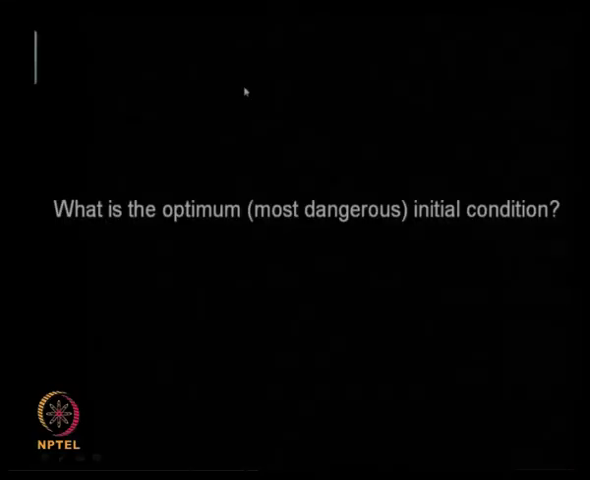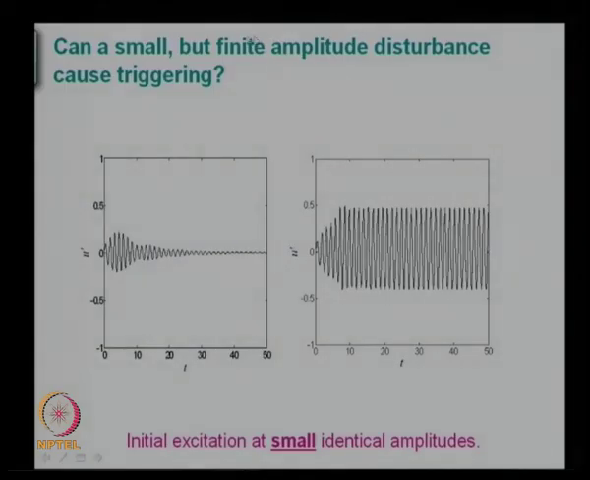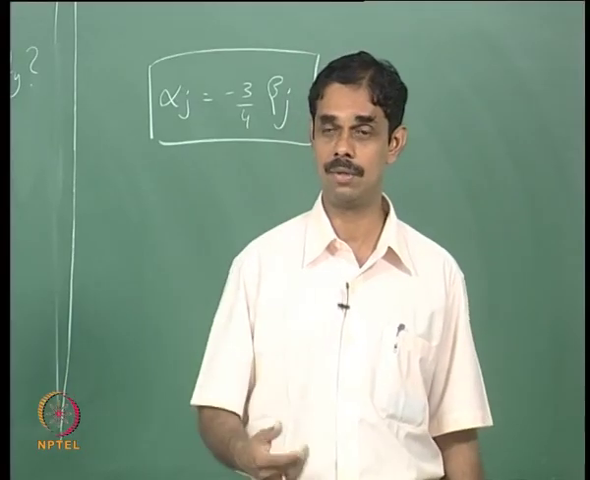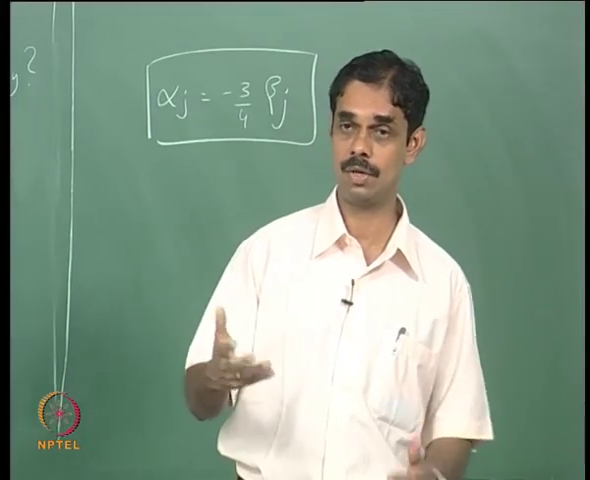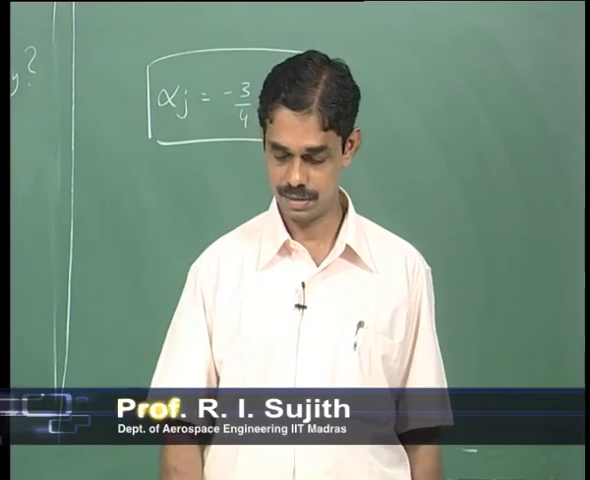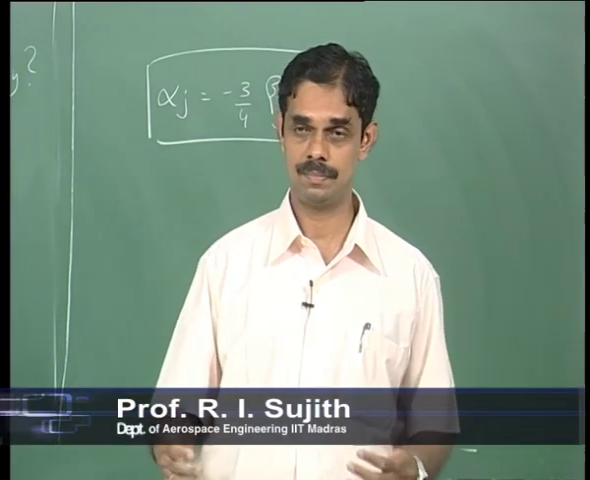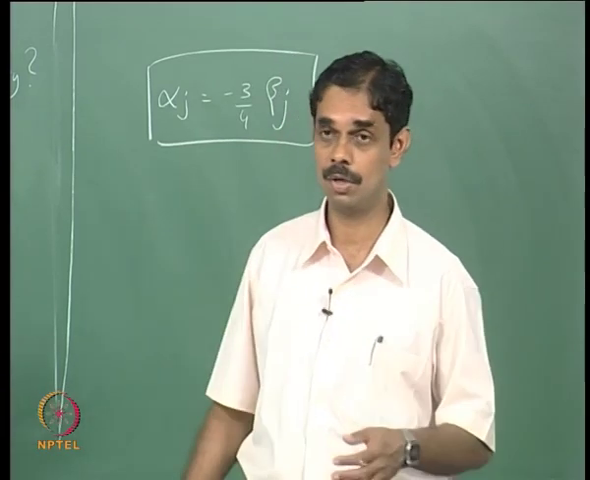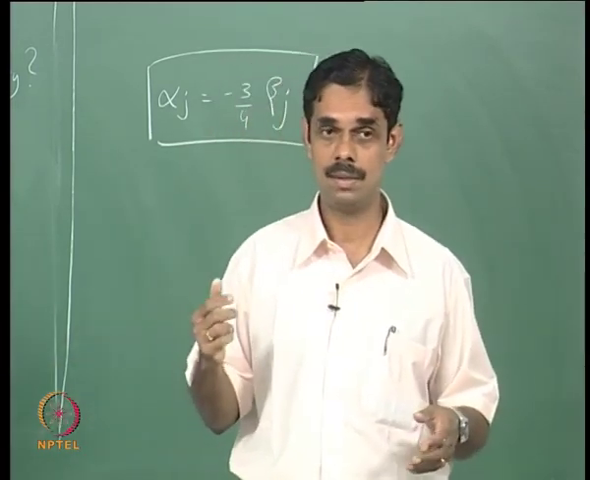So the issue is, can a small but finite amplitude disturbance cause triggering? What we will do in the next class is take a look at the equations and look at the nature of the operator in more detail, whether it is normal or non-normal. And we will then worry about what the consequence of the operator being normal or non-normal is, and so on. So I'll stop here.